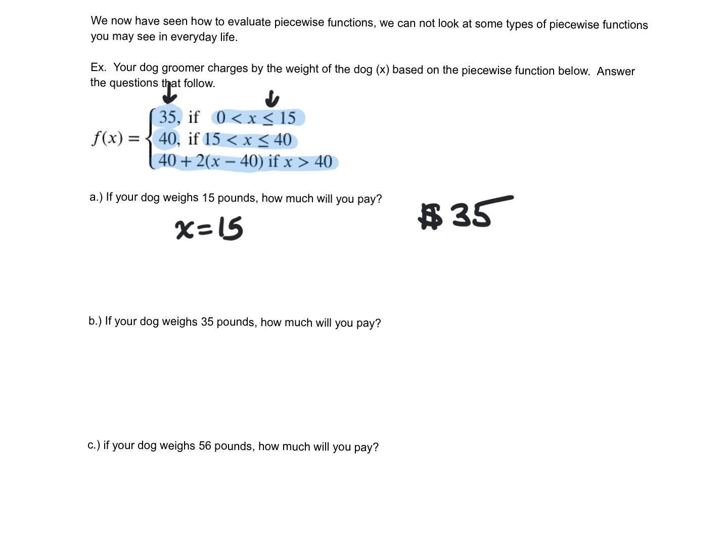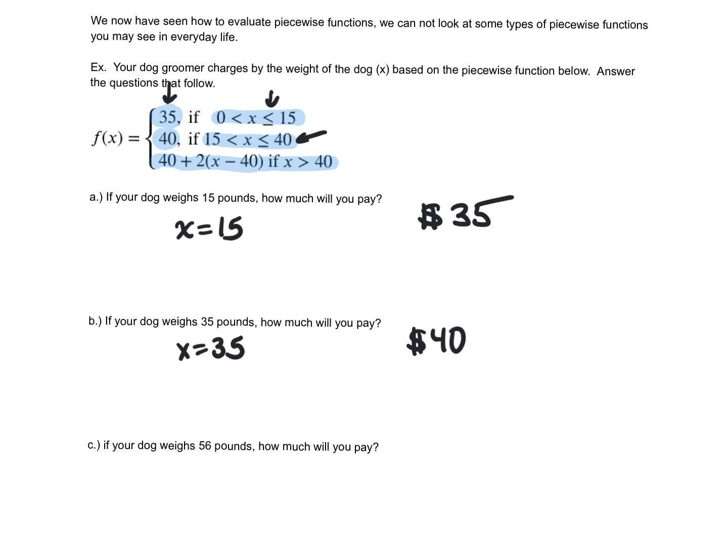Second one says if your dog weighs 35 pounds. So again, this would be x equals 35. So I'll look up here at my piecewise function and see which one is 35. Well, 35 is definitely between 15 and 40. And then, of course, the function here just says 40. So I'm just going to pay $40. So I'm using piece 2.